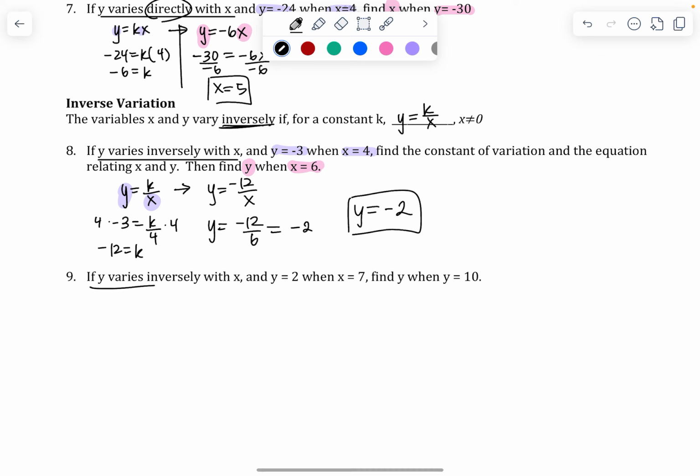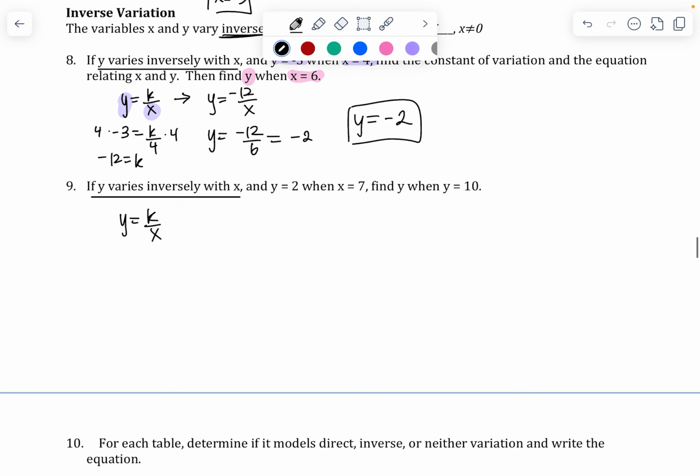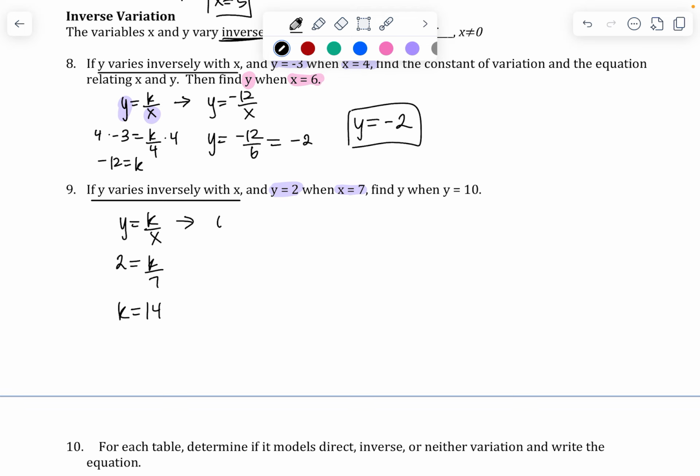Okay, y varies inversely with x, so y equals k over x. And then y is 2 when x is 7. Multiply both sides by 7. We get k equals 14. That gives us the equation y equals 14 over x. So part 1 is done.